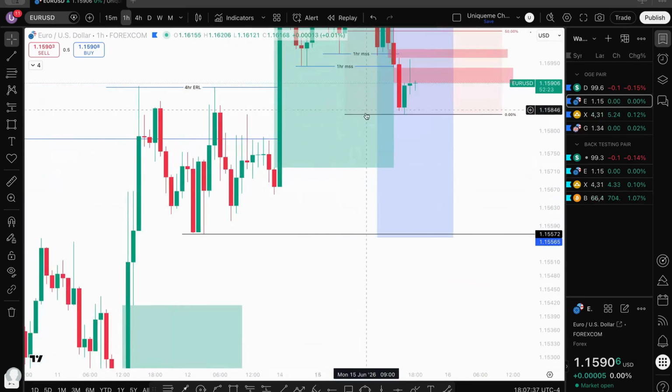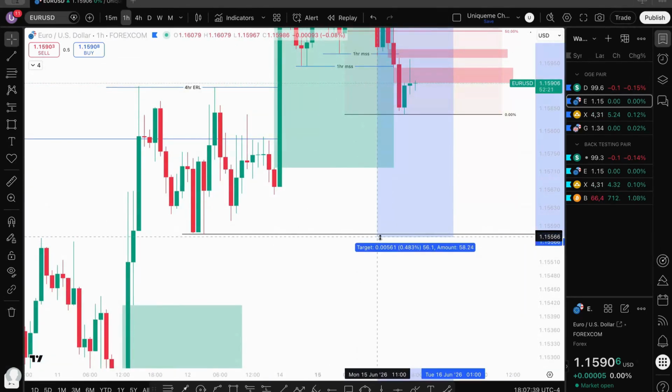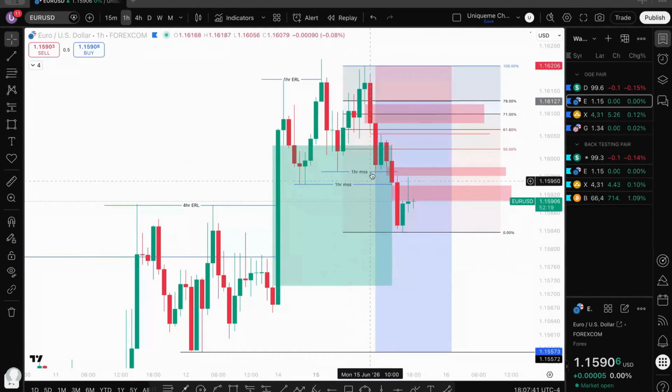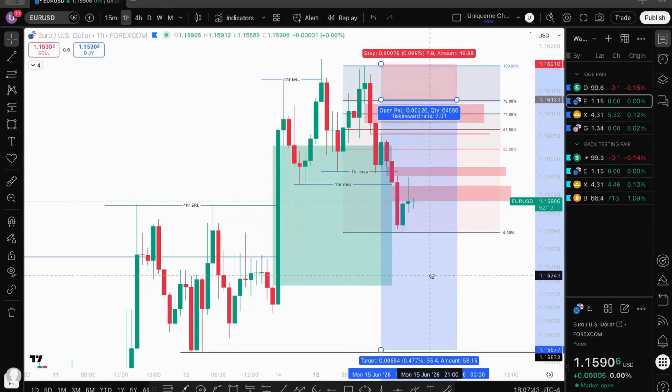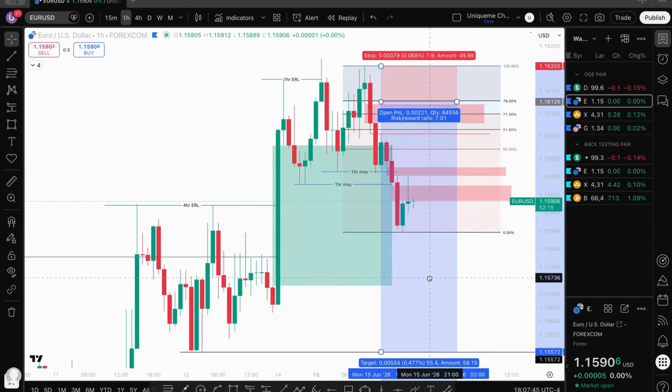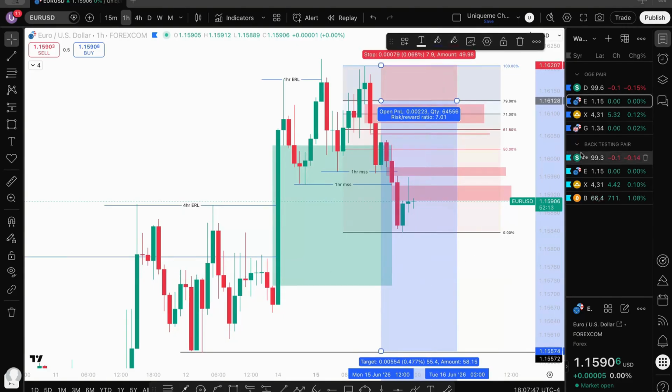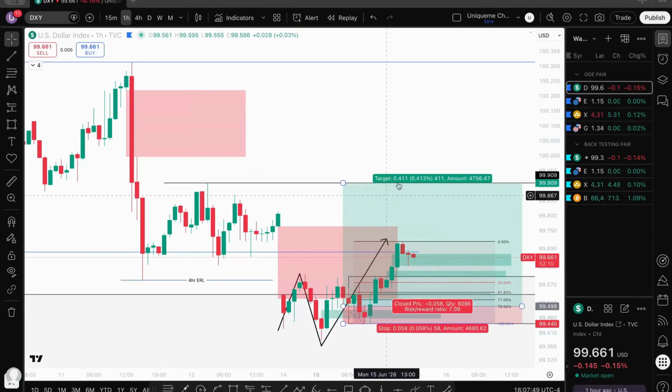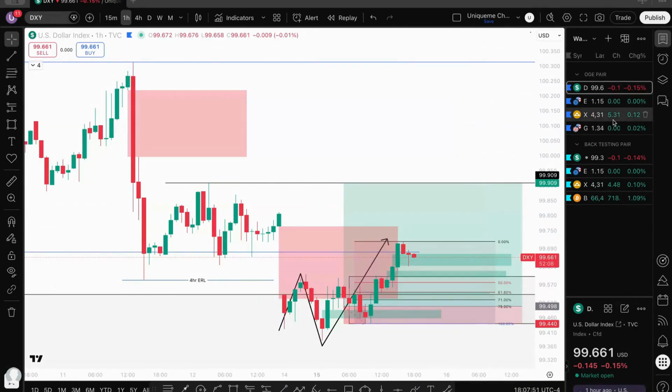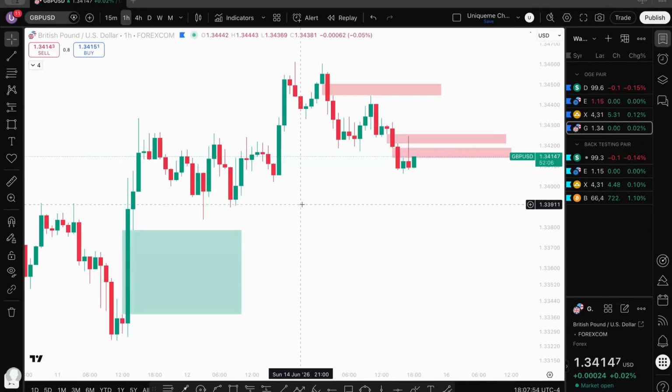So I'm expecting price to go up there, change character, and do its thing and come down below here. So I'm still working on it, but I'm expecting a sell, because why? I'm expecting a buy on DXY, and I'll have to go and check the same thing with GU.